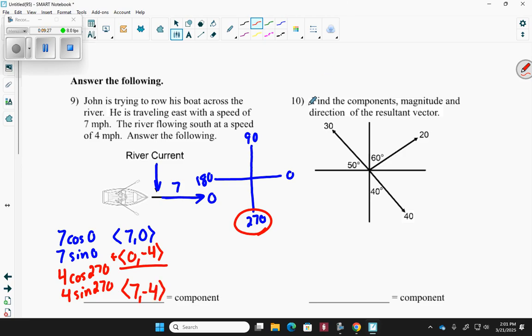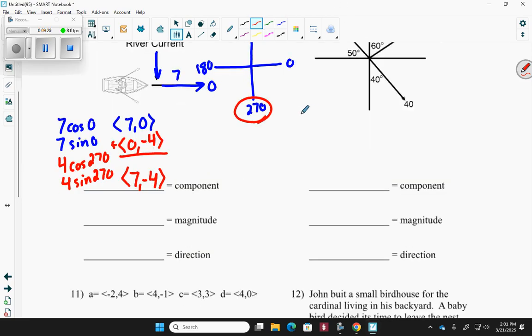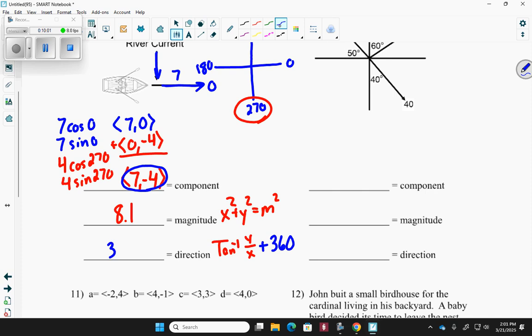Now, if you mess up on the component, everything else kind of falls apart, but we're going to keep going. To find the magnitude, you take your x squared plus your y squared, and that gives you your magnitude squared. So 7 squared plus -4 squared, square root that, you get 8.1. Now, remember, the direction is inverse tan y over x. 7, -4 would be found in quadrant 4. And if anything is found in quadrant 4, you add 360 degrees after you do the inverse tan, which gives you 330.3 degrees.